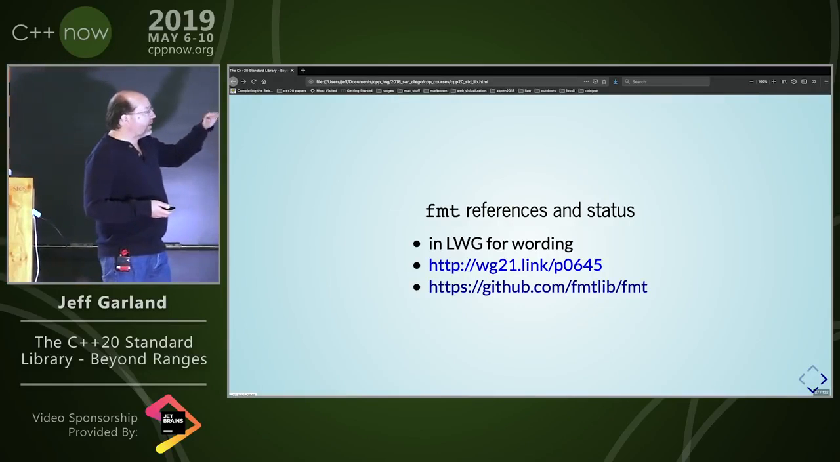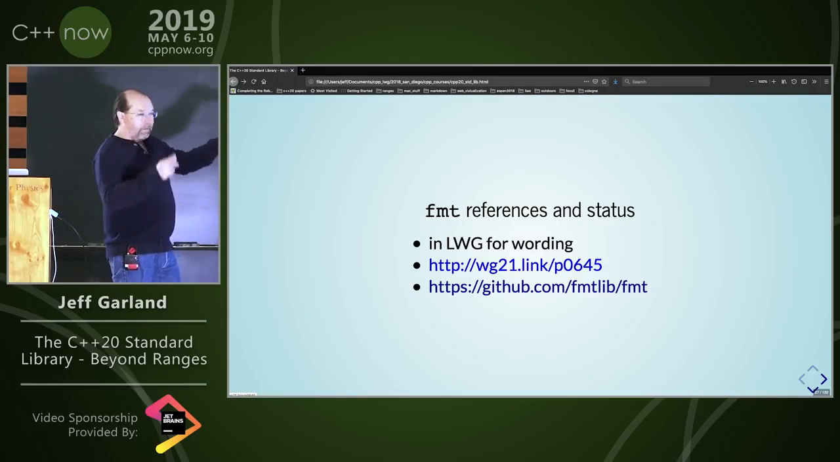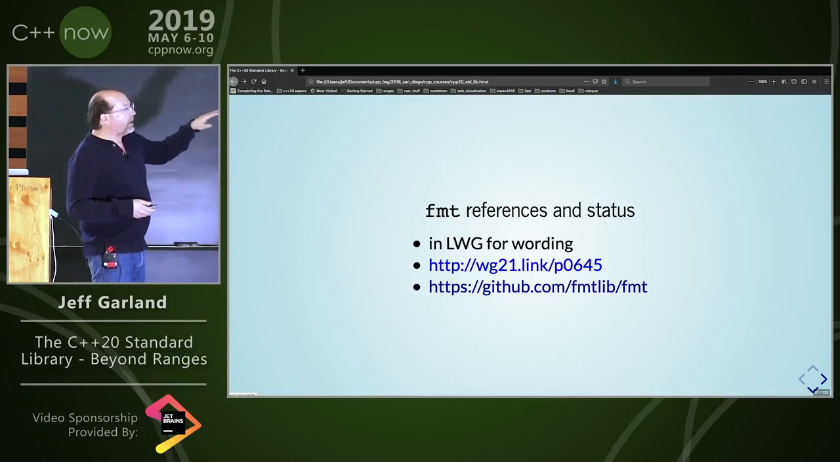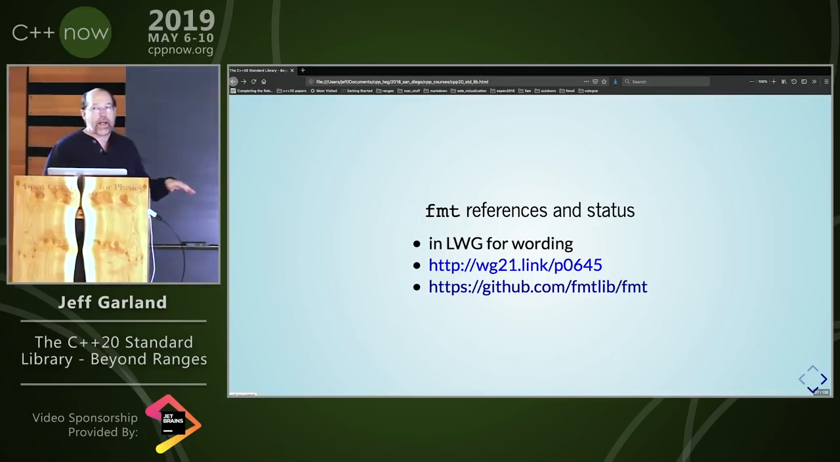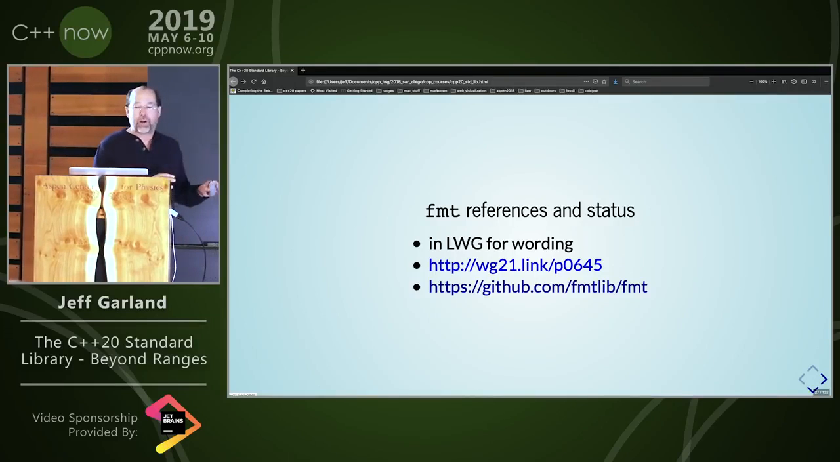P645 is the link. There's the FMT library. Go experiment with it. Be aware, there are things in that library that are not in the standard, but it's in LWG. It has been reviewed once and maybe twice, actually. So we've been working with Victor on trying to get the wording in line so it can be in Cologne. There's other things that I'm going to show you in a few minutes that are dependent on it. So I really think this will get in.